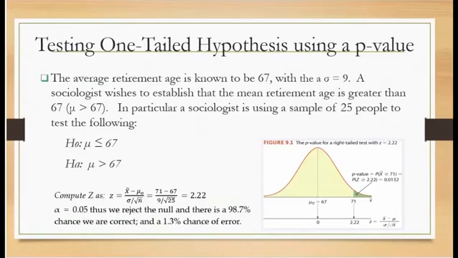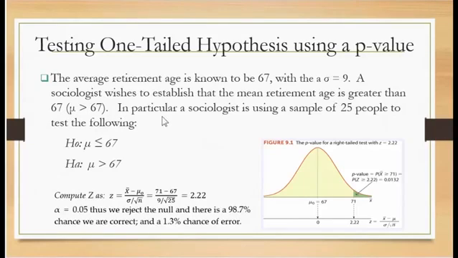So in this example, we're going to do a one-tailed hypothesis test using a p-value, which you guys have done before, so you're probably familiar with what this means. Basically the problem talks about the average retirement age being known to be 67 with a standard deviation of 9. So the sociologist wishes to establish that the mean retirement age is actually greater than 67. So he thinks that people that retire are actually 68, 69, whatever.